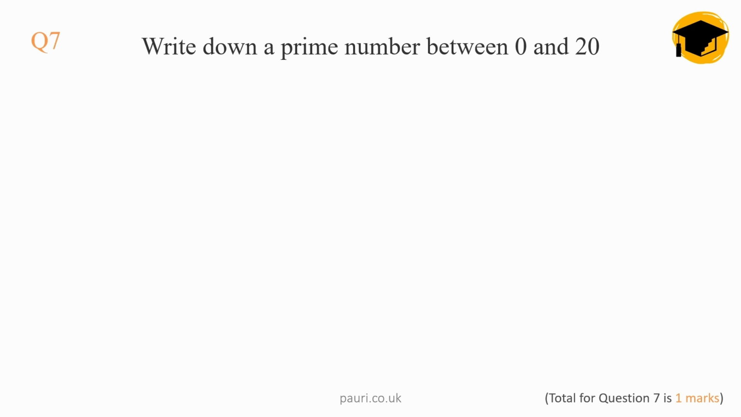Write down a prime number between 0 and 20, so that's easy. 1's not prime, so I would go straight to 2.